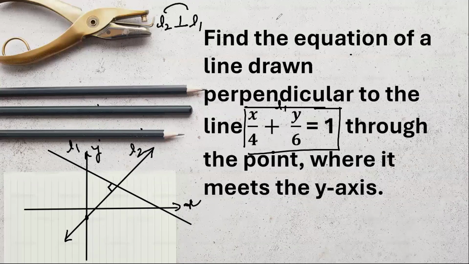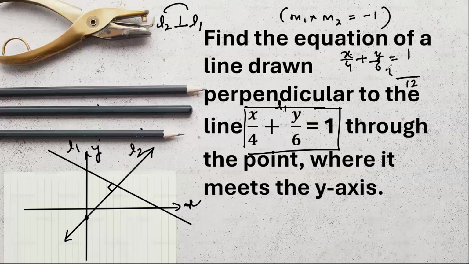So from this we get to know that we can use the formula for the slope: whenever two lines are perpendicular, the slope product is equal to -1. So we have to work out the slope for L1, then we can easily find the slope for L2. So let's talk about the equation for L1, which is given as x by 4 plus y by 6 equals 1. So this is the intercept form, everyone. If I change the equation, I will take the LCM here. So it will be 3x plus 2y equals 12.